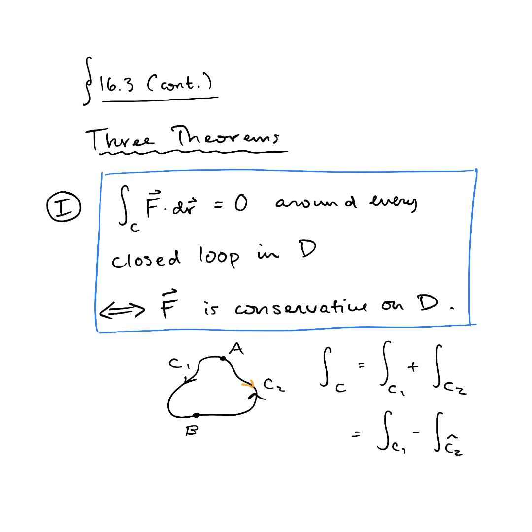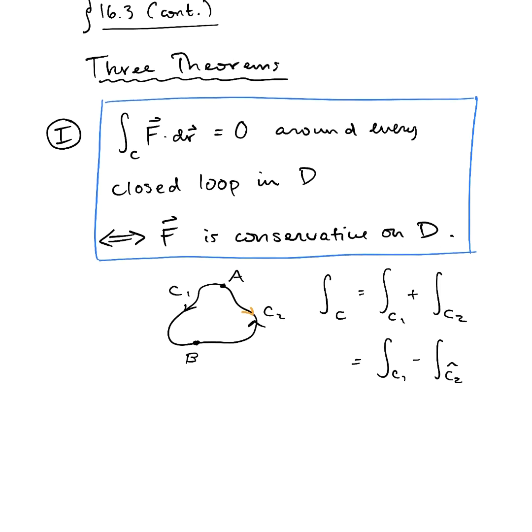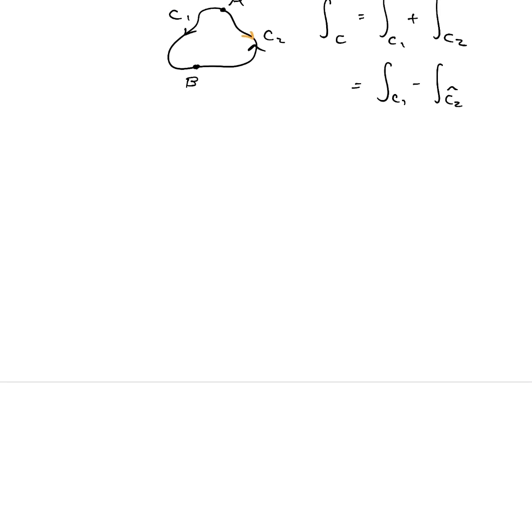And now you can see C2 hat and C1 have the same starting and ending point. So if F is conservative, then they come out the same. So their difference is 0. And if the difference is 0, they come out the same. And so F is conservative. So that's more or less the idea behind the proof. Okay, so F dot dr's integral comes out 0 around every closed loop if and only if F is conservative on D. Okay. Next theorem.